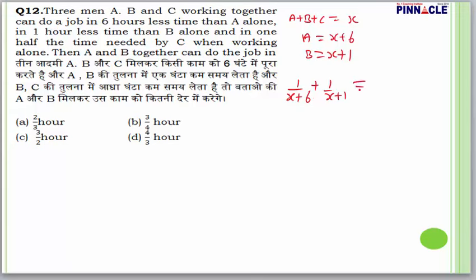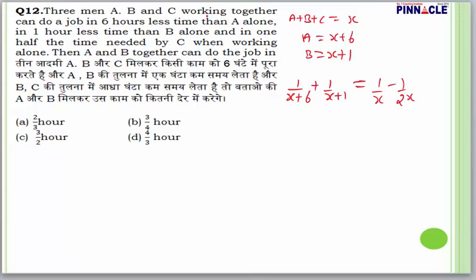X plus 1, which is equal to half time less. Half time means if total is 1 by x, then half time would be equal to 1 by 2x. Now see the statement again.